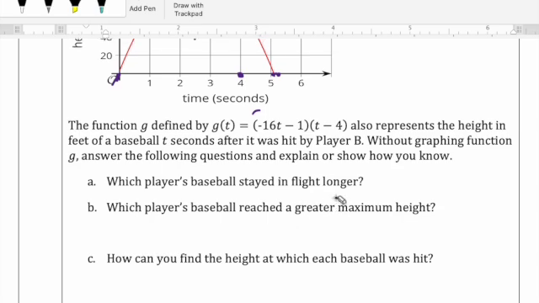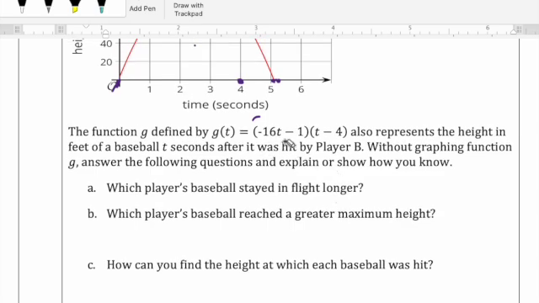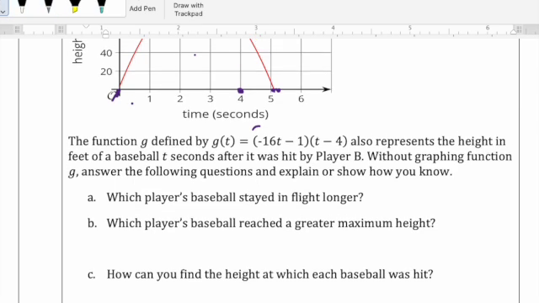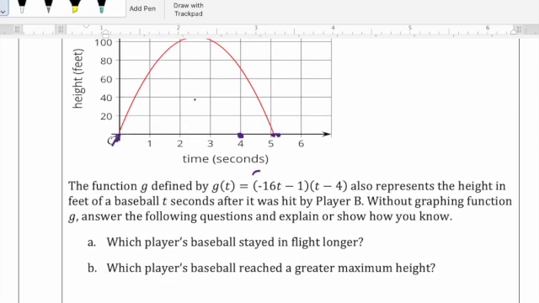Okay, so let's take a look at baseball player B's equation here. And let's take a look at baseball player A's time. So baseball player A's time is, it hits the ground in 5 seconds.